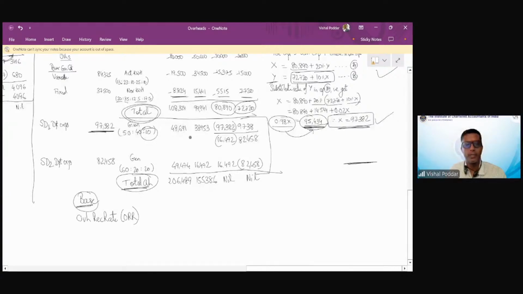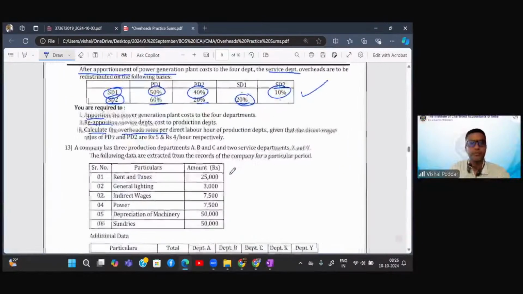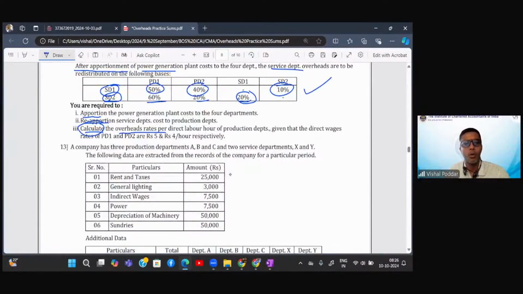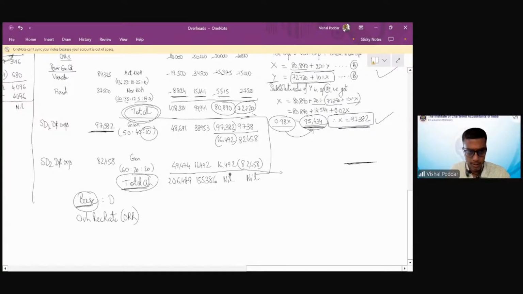Now, what is the base? They have mentioned it in the sum. So what does the question say? Calculate the overhead recovery rates per direct labor hour. So the base they have asked you to consider is direct labor hours. Now, interestingly, in the question, they have not given direct labor hours. So again, in my working note 2, I'll find out the calculation of direct labor hours. This is not given in the question ready-made.